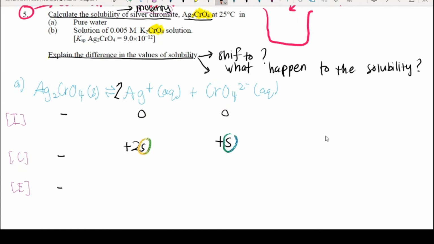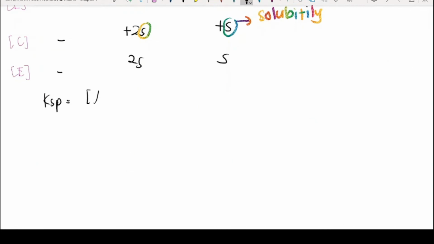So why s? It is because we want to find the solubility, so do not use another alphabet other than s. So at equilibrium, this one would be 2s and this one would be s. So how are we gonna find the value of your products in equilibrium? You are given KSP. So your KSP would be Ag plus squared times CrO4 2-. Okay, so both will be 2s squared times s, and this one 9.0 times 10 to the power of minus 12.